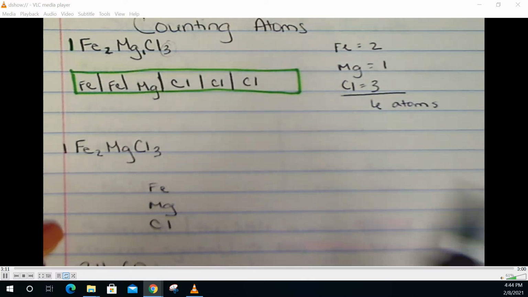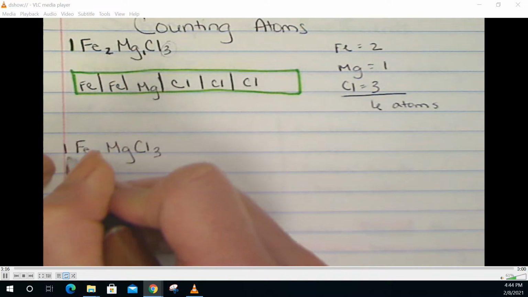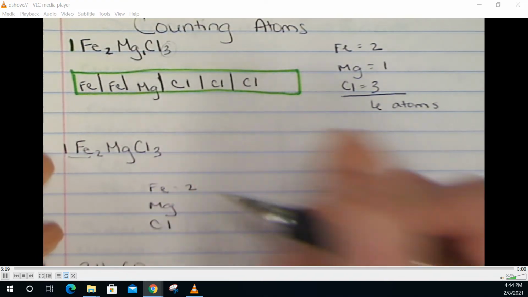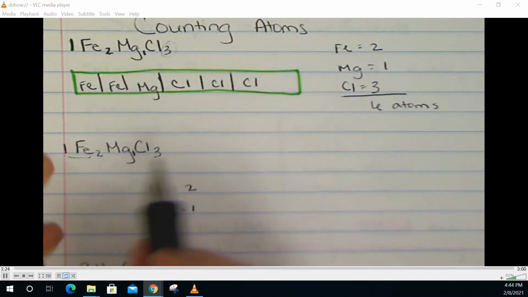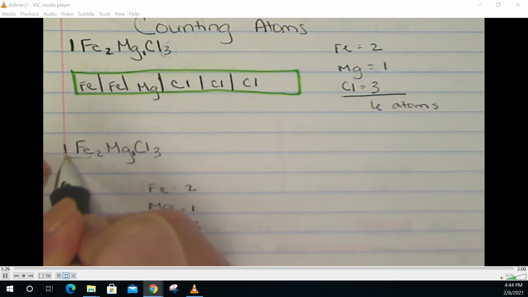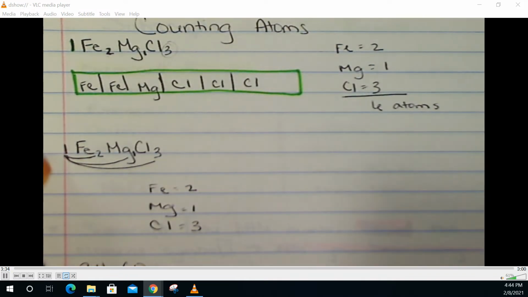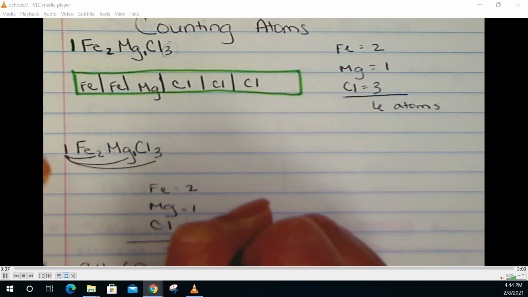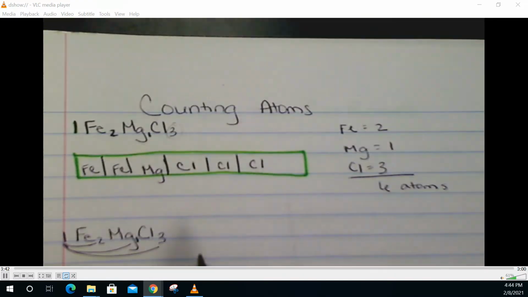And then from there, because we have one molecule of all of this, you just distribute your 1. So 1 times 2 is 2. Magnesium doesn't have 1, so 1 times 1 is 1, and 1 times 3 is 3. So really, I just took my coefficient number and I distributed it to every subscript to get my total atoms over here. So you can either do the drawing one or you can do the distributing one. You choose what is best for you. So I'm going to do this one.